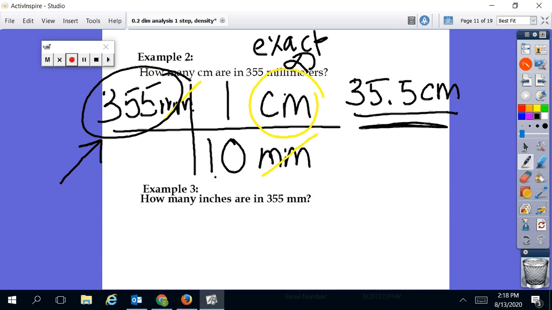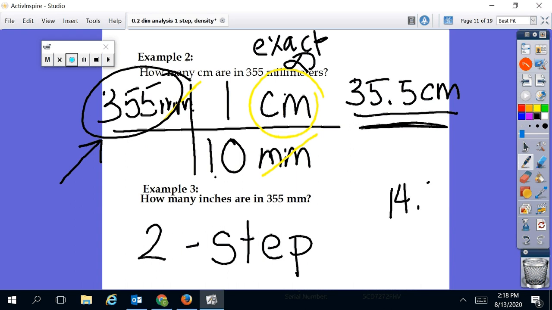Now here's a challenge problem. You can actually use two-step factor label to take it to the next level and go from 355 millimeters to inches. See if you can do this two-step problem on your own, and when you come to class the next day, we'll solve it in class and I'll show you. See if you can get it yourself though. Okay, I'll give you a clue. The answer is 14.0 inches. See if you can get that.